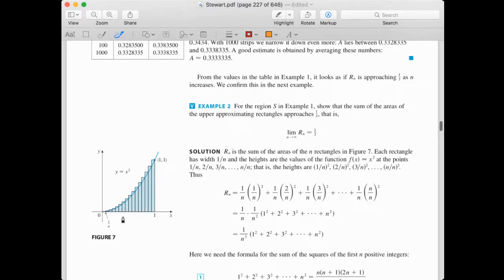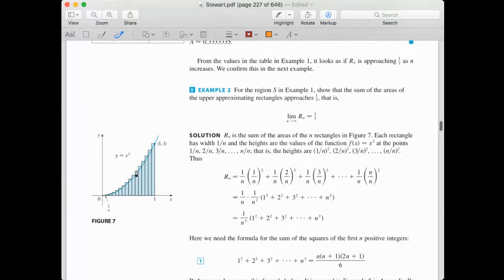Then let how many pieces be n. If we cut it into n pieces, we call it n, right? And each one from 0 to 1 will be 1/n. Then we take a limit. We let this n go to infinity. So that means we want to cut these pieces into infinitely many pieces.